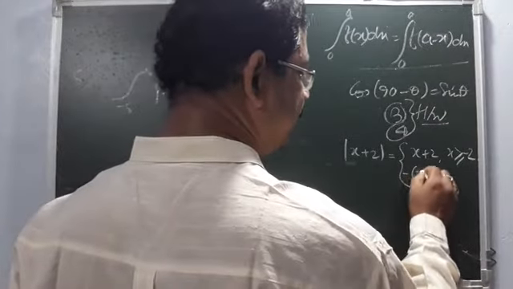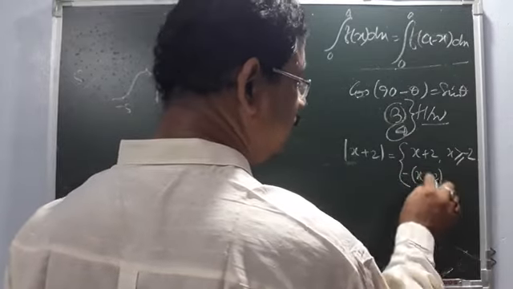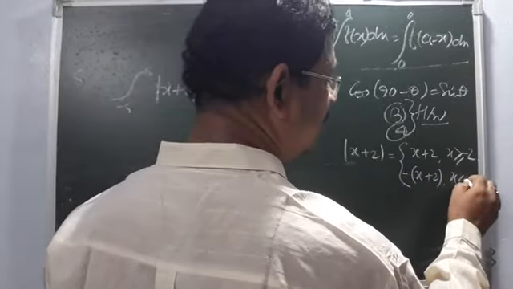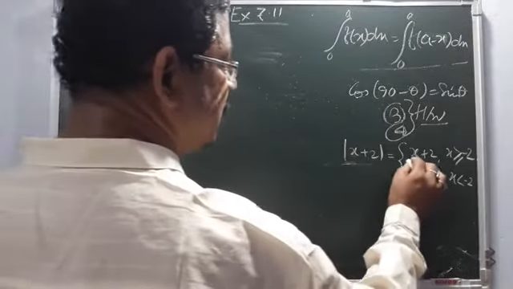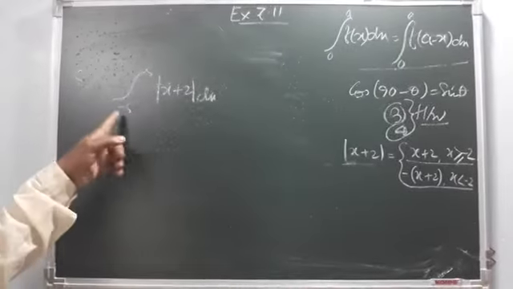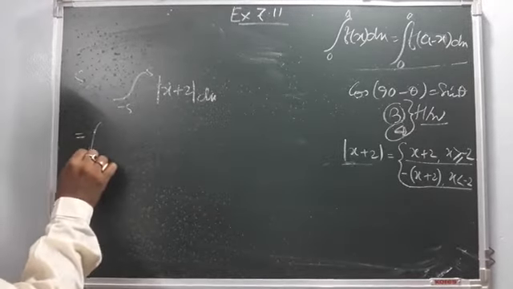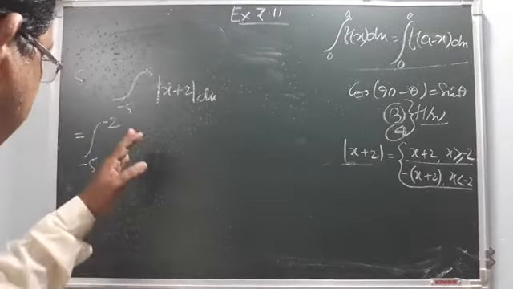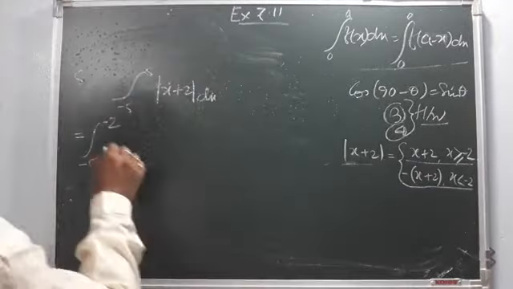But if inside the modulus this one is negative, then it will be turned positive, and we can only do that by giving a minus sign, and it is possible when x is less than minus 2. So modulus x plus 2 can be written as this when this, and this when that. Our interval is minus 5 to 5. So you see this can be written as minus 5 to minus 2, and at that time our modulus will change into minus of x plus 2.